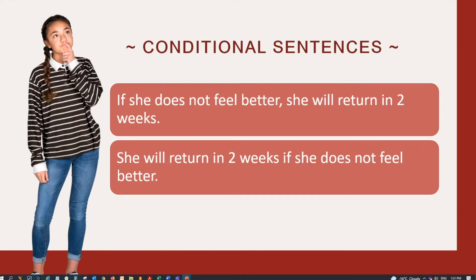So just keep that in mind with conditional sentences. If the condition comes first, put the comma. If it comes last, you don't need it. Sometimes those conditional clauses can start with since as well. Since she felt better, she didn't come back.